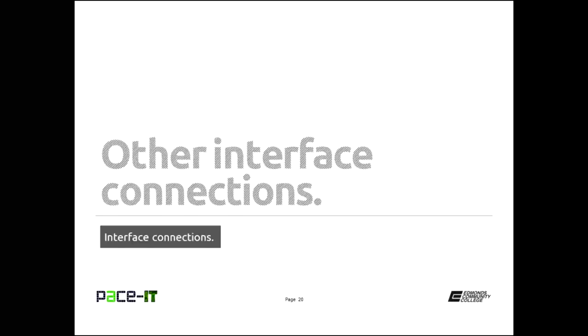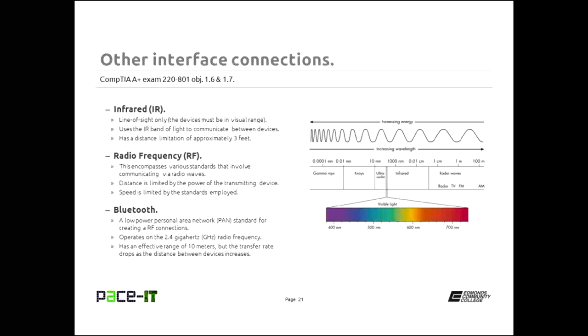So now let's move on to other interface connections. First up is infrared. It's line of sight only, so your devices must be within visual range. It uses the infrared band of light to communicate between devices, and it has a distance limitation of approximately 3 feet. If you're talking about between computing devices, most of your remote controls still use infrared, still use IR to communicate, but we're not talking about your television, we're talking about computers.